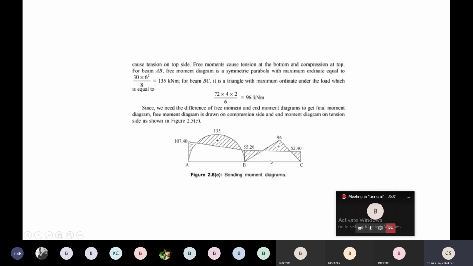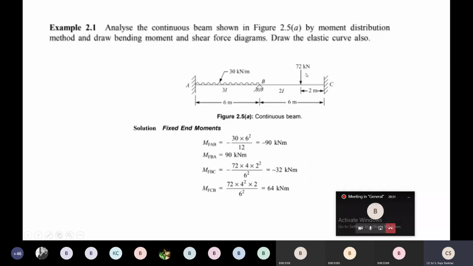Bending moment diagram due to applied load. Here for the span AB, the load is uniform distributed load throughout the span. For this, maximum bending moment will occur at the center. The maximum bending moment formula is WL square by 8. So like that we're going to calculate.